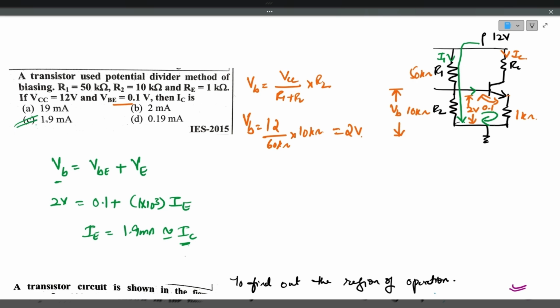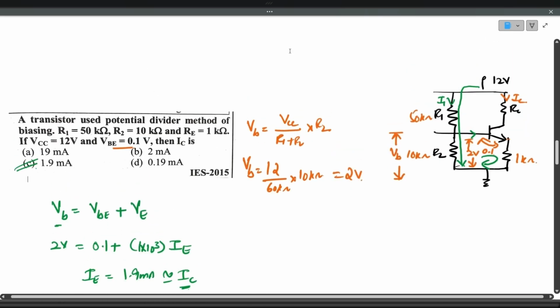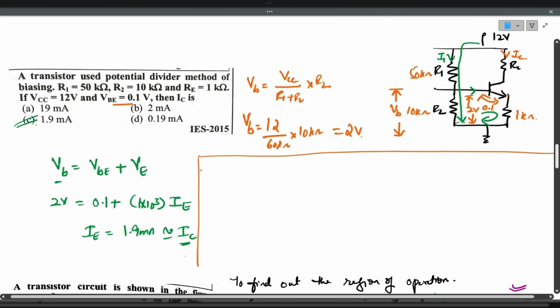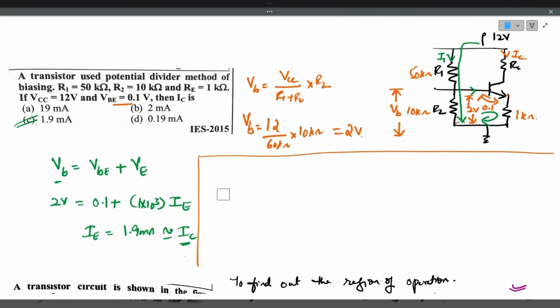This is one method of solving the question. There is one more method. I will just tell you one more method. Here what you have to do is find out the VThevenin. VB itself acts like the VThevenin, which is equal to 2 volts. And you have to redraw the circuit like this. VThevenin, and RThevenin is nothing but R1 parallel with R2. That particular value will be 25 by 3 kilo ohms.